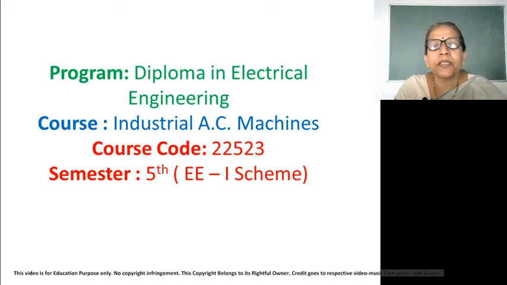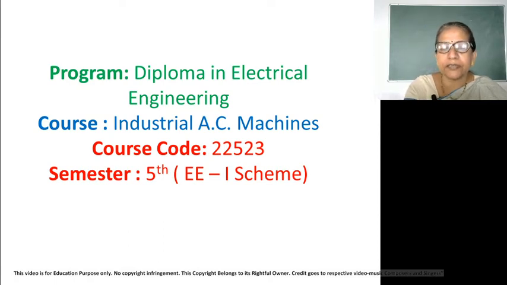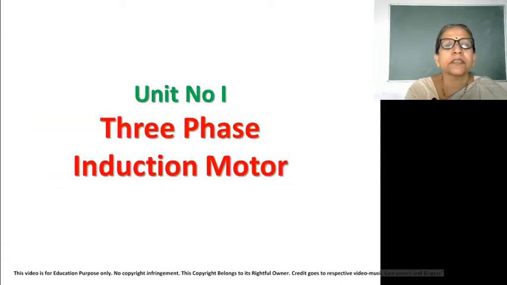Our program is Diploma in Electrical Engineering, and today's lecture is from the course Industrial AC Machines. Course code is 22523. This particular course is included in the 5th semester of the I-Scheme syllabus.